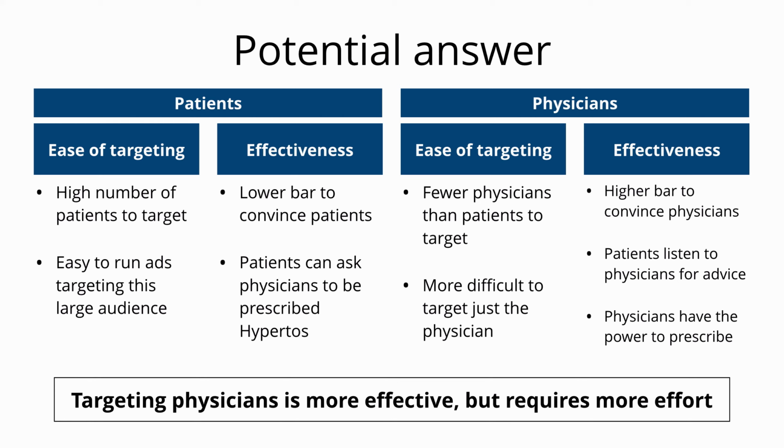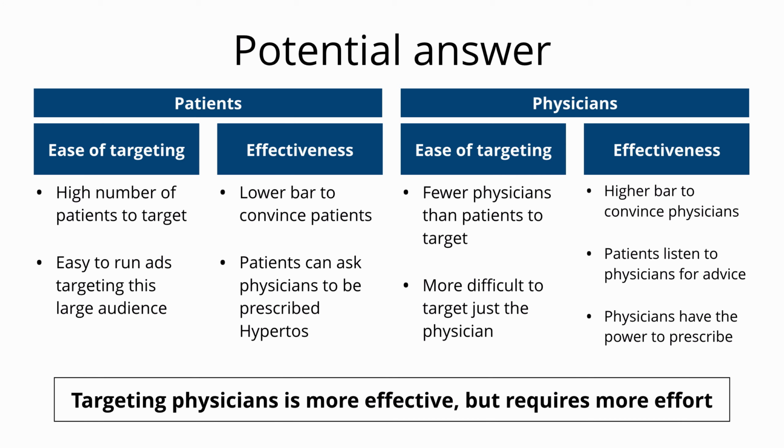For effectiveness, there is generally a low bar to convince patients to use your drug, and patients can ask physicians to prescribe them hypertose. Looking at physicians, there are a fewer number of physicians than patients, and it is more difficult targeting them. You can't just run television ads. For effectiveness, there is generally a higher bar to convince physicians to prescribe a drug.